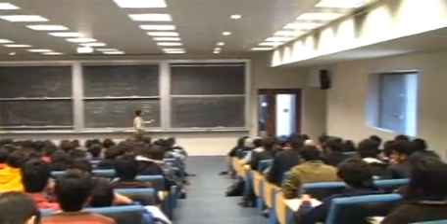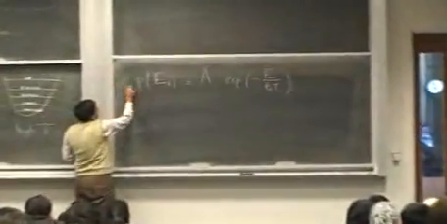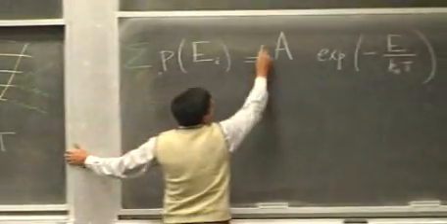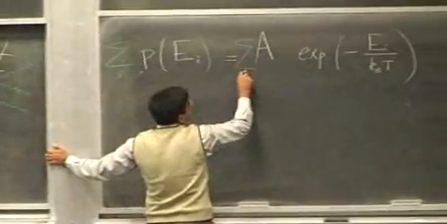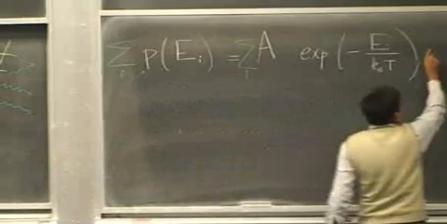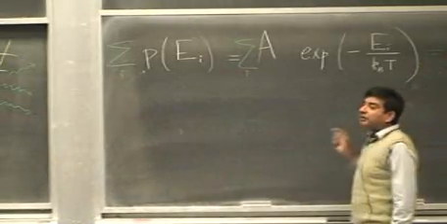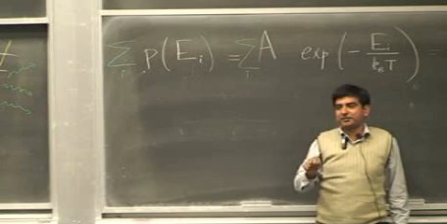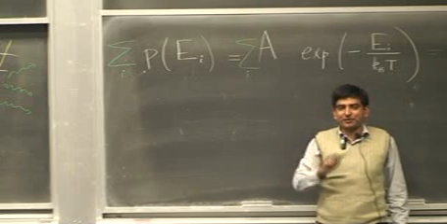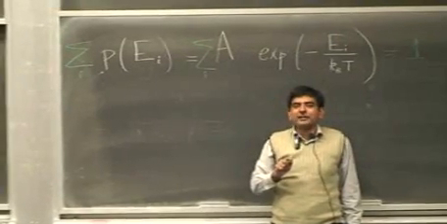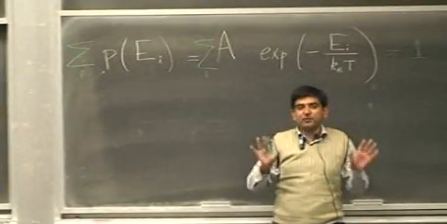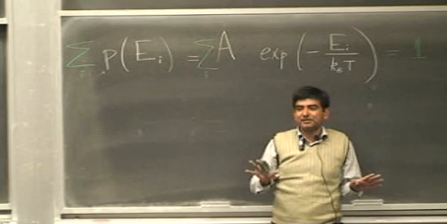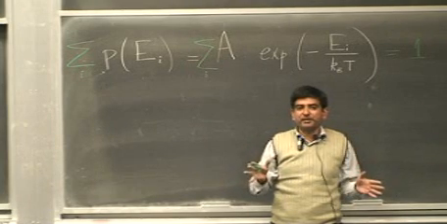Does anyone disagree with me on the fact that if I take the summation of both sides, the sum of both sides, what should I get? 1. Does anyone not know this? Don't be shy. I didn't know it when I was your age. The probabilities have to add up to 1 because that's the law of probabilities.